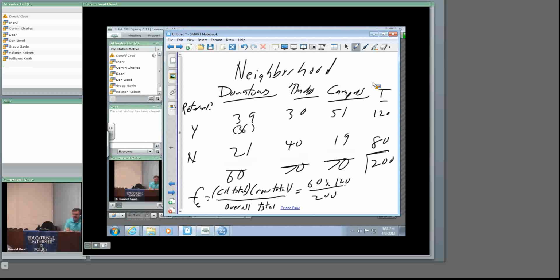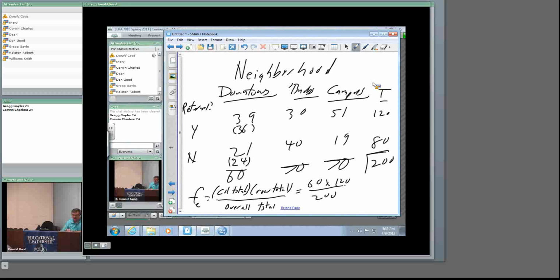Now, if I know that I have 36 downtown I expected to be returned, how many would I have expected not to be returned? Keep in mind, we dropped 60 downtown altogether. So if we expect 36 of those to be returned downtown, the rest of those 60 we would expect not to be returned, which is going to be 24. So I don't need to invoke this formula again to get this 24. Agreed?